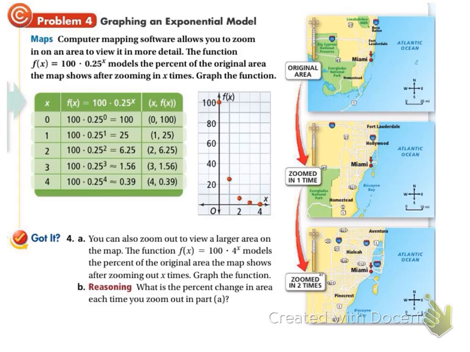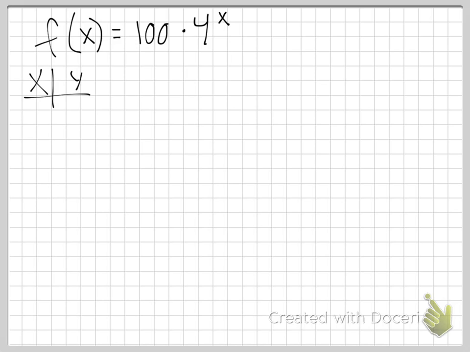Let's try graphing with a story problem, okay? So we're going to use this equation, f of x equals 100 times 4 to the x. We're talking about a map and zooming in. Since we're talking about a real-life situation here, we're not going to use negatives. So, x and y, I'm just going to start at 0. Let's just do 0, 1, 2, and 3. It's your choice how many you'd want to do.